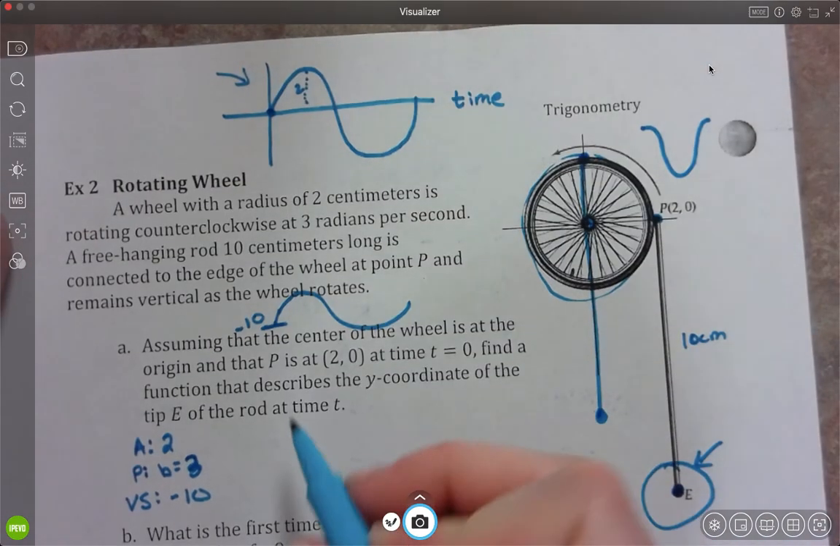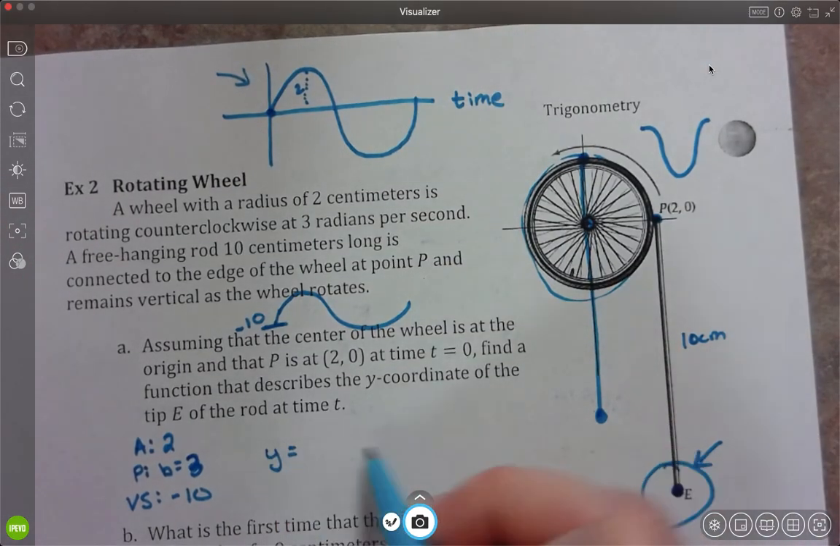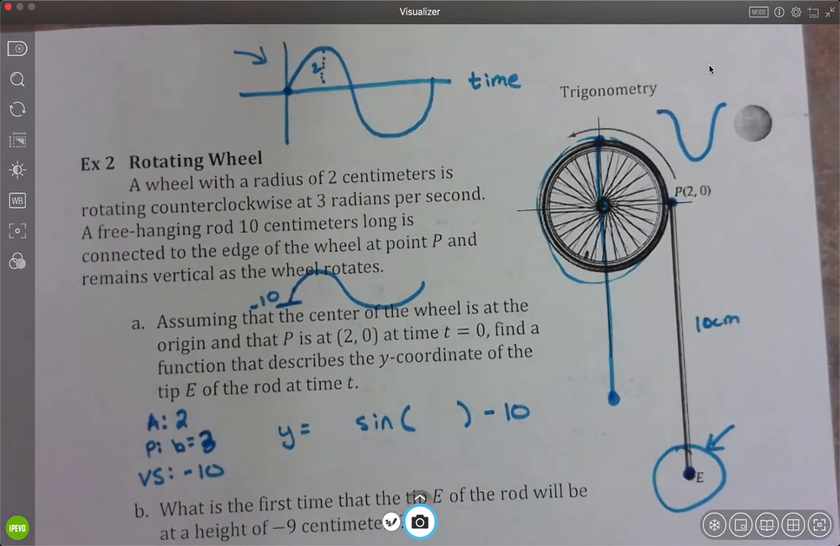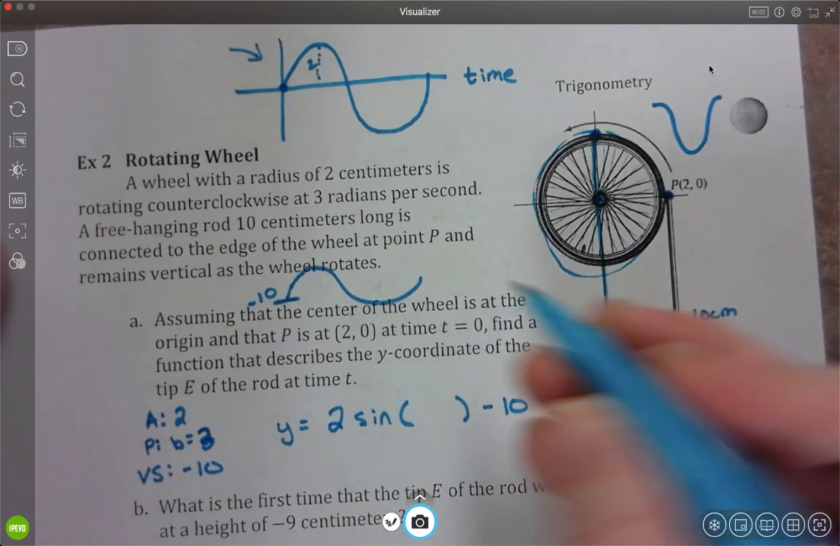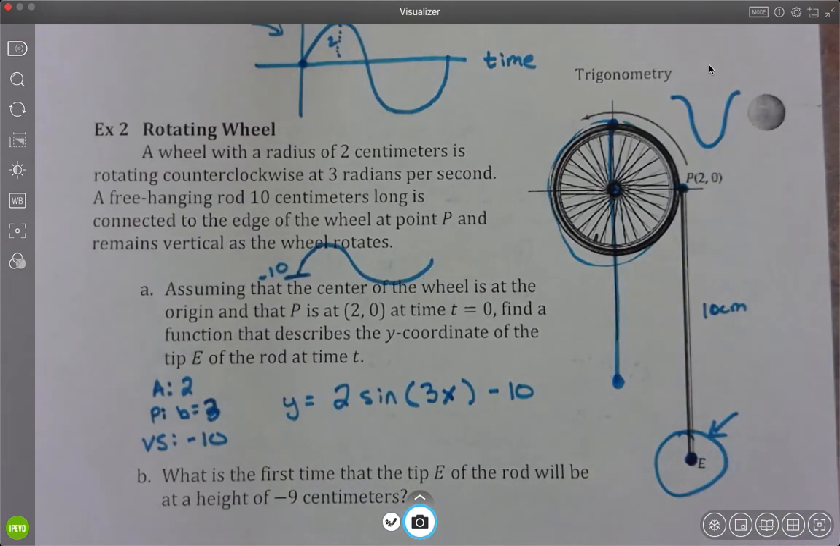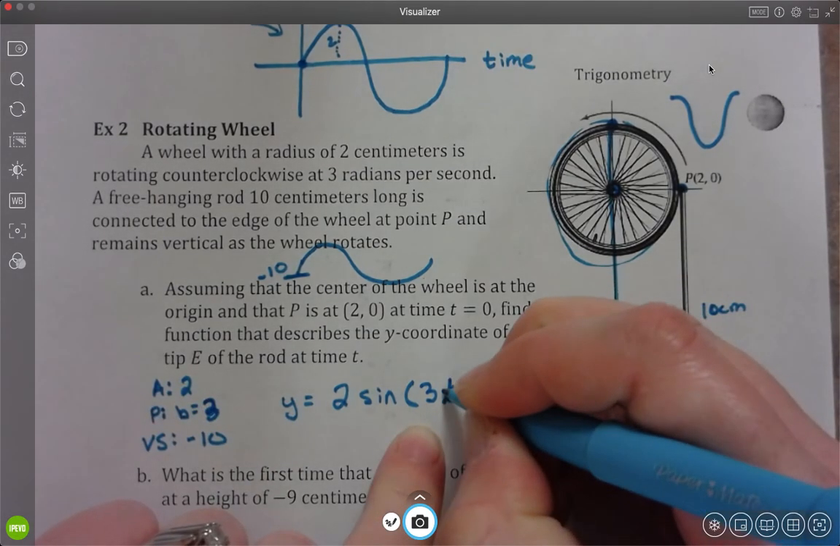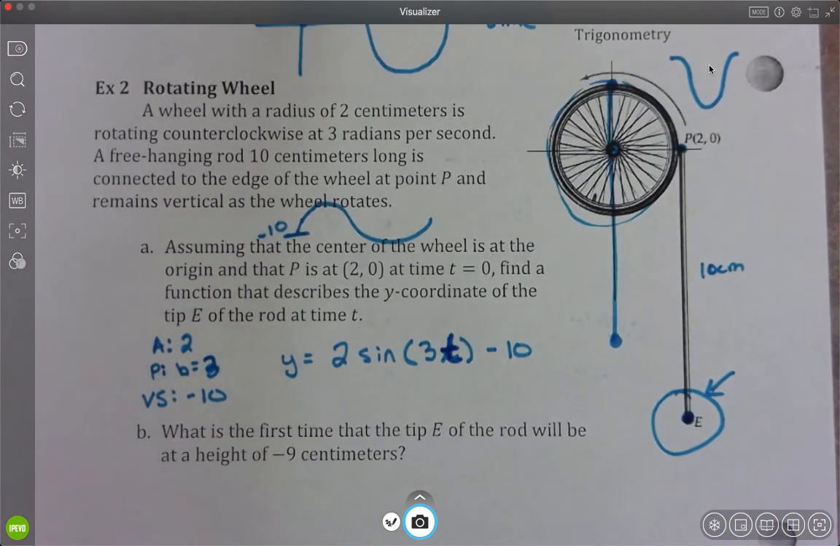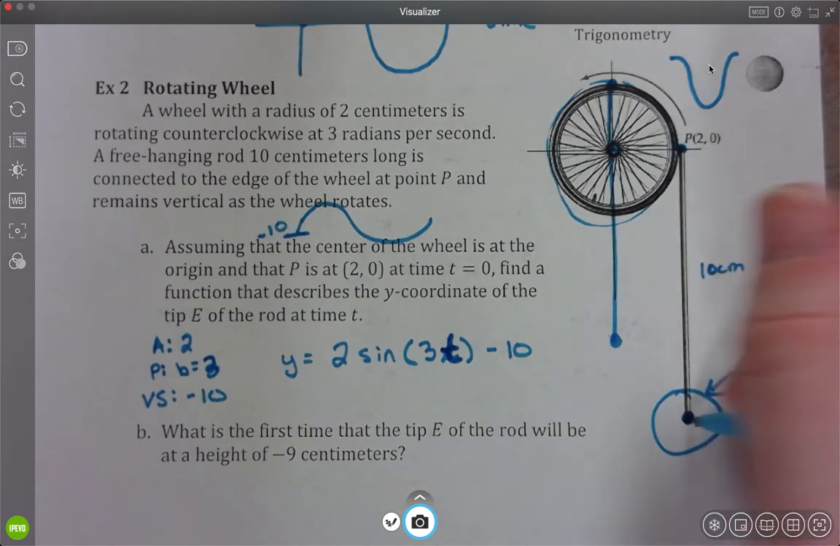So I have y equals something sine, my parentheses, and this is going to be minus 10 at the end here. My amplitude is 2, and they've already set this up with my b value as 3, so I just need 3x in there. Or sometimes they'll write it as 3t. Let's put t in there rather than x, because they're using t as the unit of time. So this is going to be my sine function for this dot as it moves up and down.